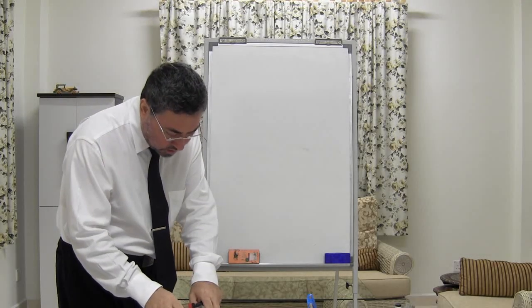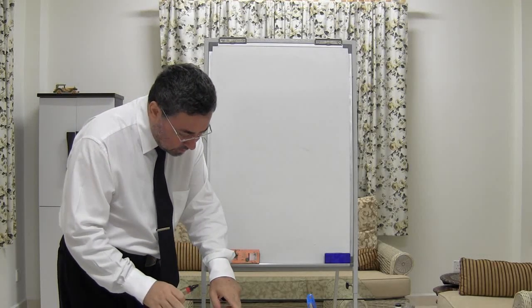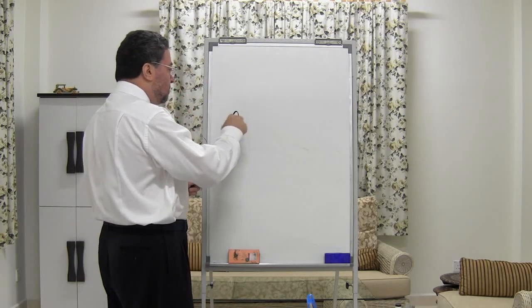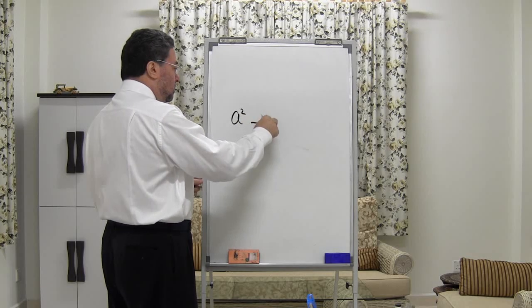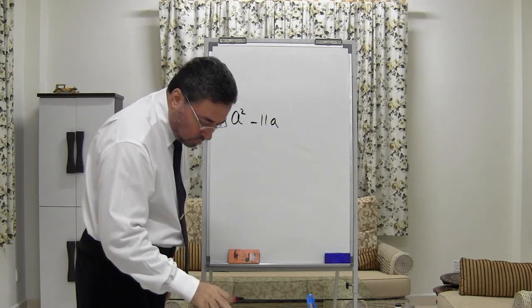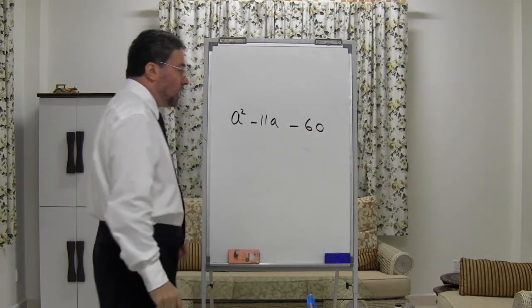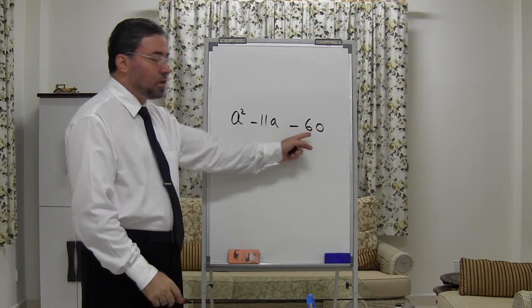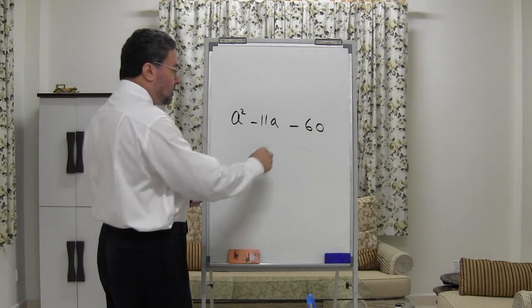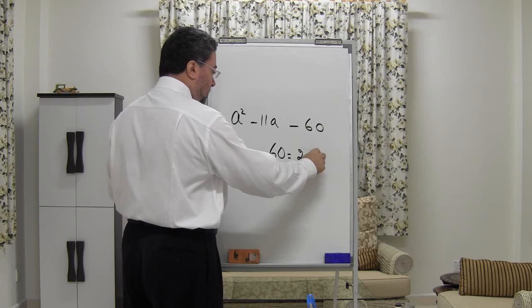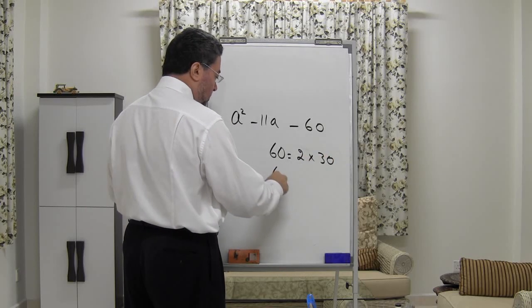Next is number 16, a squared minus 11a minus 60. Here we have many factors for the number 60. Let's list some of them.